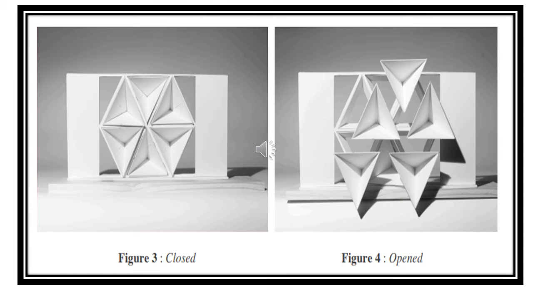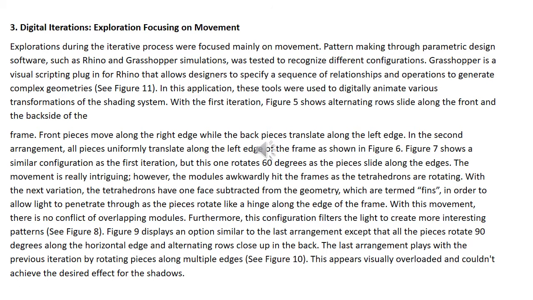Here we can see figures 3 and 4, which are closed and open. In figure 3 we can see the structure while it's closed, and in figure 4 we can see a close-up of the design, the structure that we chose for the shading system to transform our building from a normal building to a sustainable and smart building.